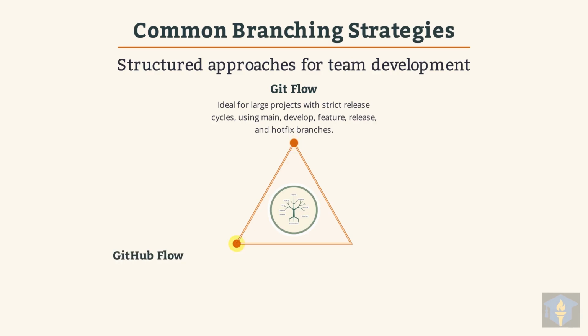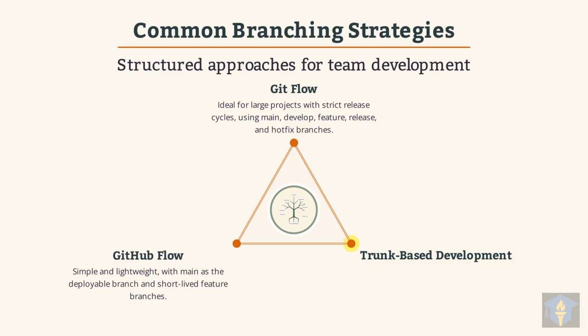Next, consider GitHub Flow, which is a simpler and more lightweight branching strategy for teams. Here, the main branch is always deployable, and you use short-lived feature branches for new work. Finally, we'll look at trunk-based development, emphasizing a single main branch for continuous integration. This strategy involves frequent, small merges directly into the main branch, ideal for high-velocity projects.